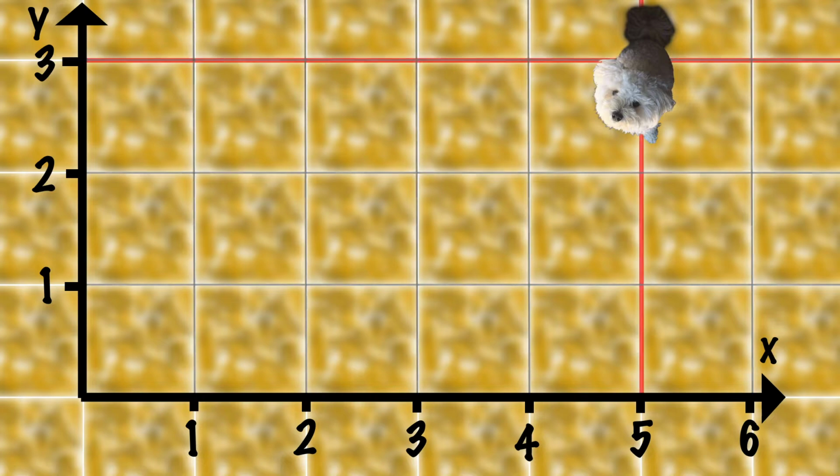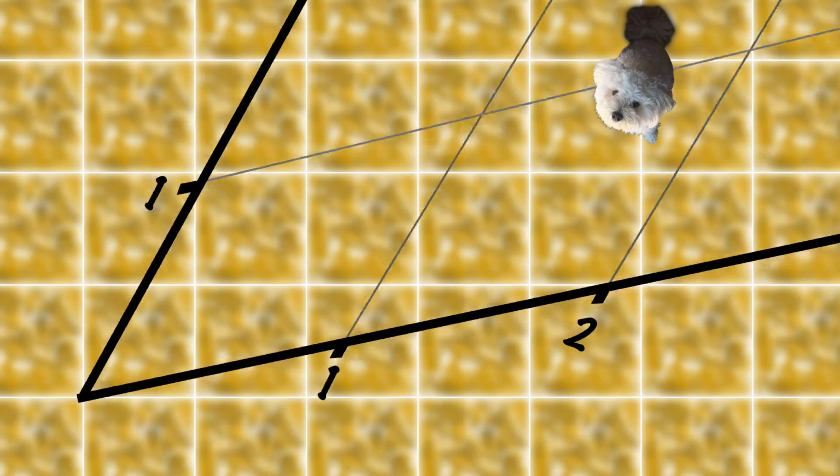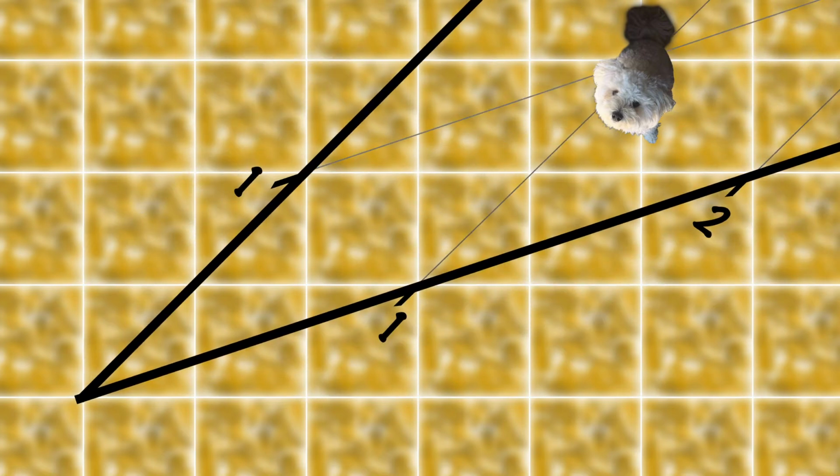He is sitting at the point 5, 3. But if I shift the axes, he ends up at a different point, 1, 1. His location doesn't change, but the value we assigned to his location does. It's like having the same point, but using skewed graph paper instead of regular graph paper.